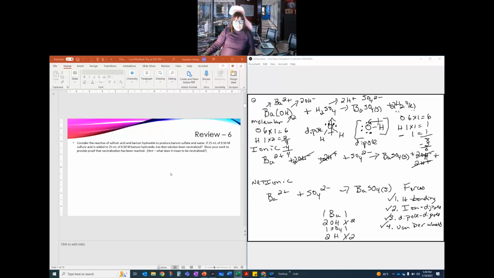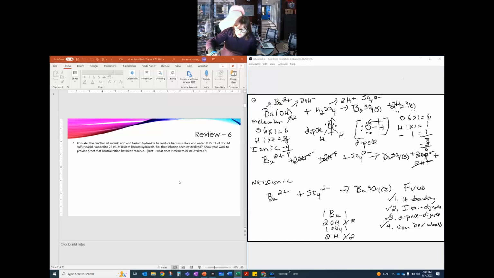Let's look at 6. Consider the reaction of sulfuric acid and barium hydroxide to produce barium sulfate in water. 25 milliliters of 0.5 molar sulfuric acid is added to 25 milliliters of 0.05 molar barium hydroxide. Has the solution been neutralized?